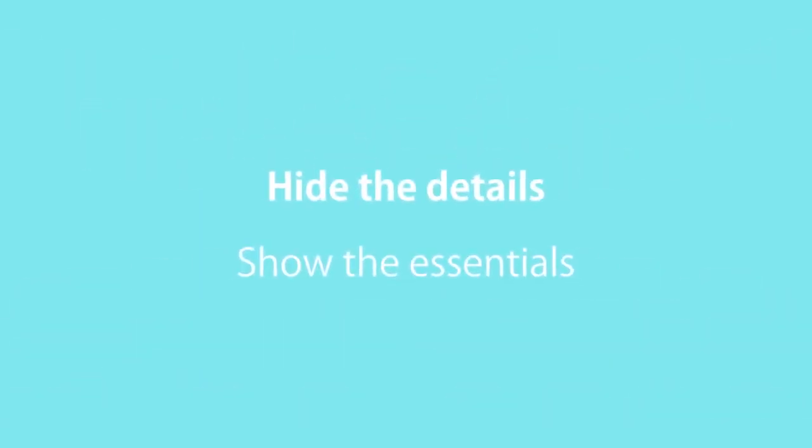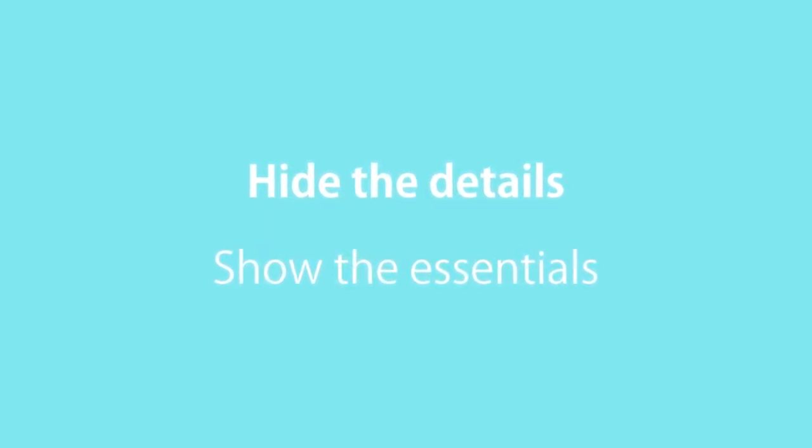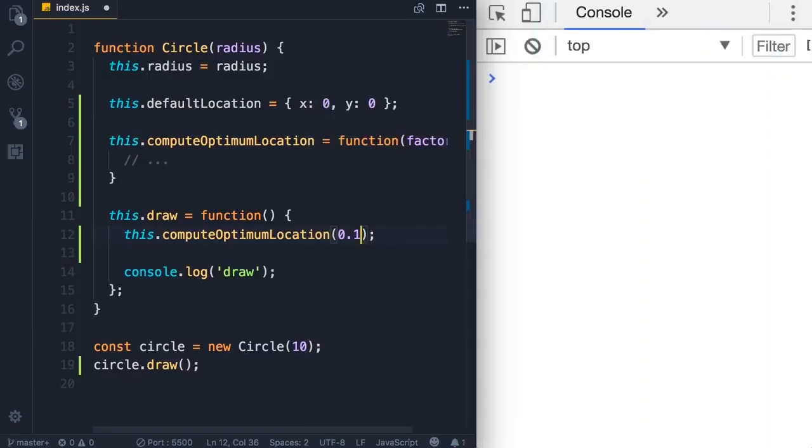So remember the abstraction principle of object-oriented programming. Hide the details and expose only the essentials. In the next lecture, I'm going to show you how to implement this in JavaScript.